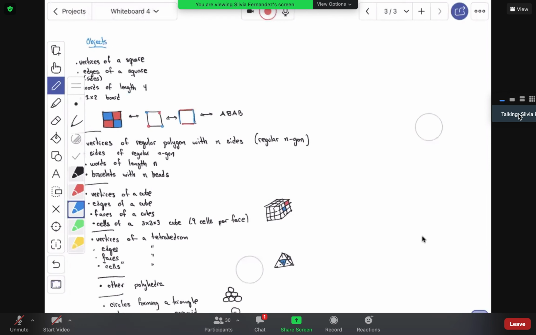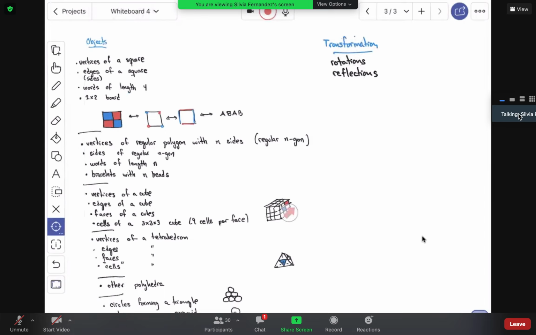And then for transformations, the only ones that we're going to use are rotations and reflections. So the symmetric or dihedral groups. Although we're going to use this for the space as well, like for figures like this. We also have rotations and reflections, but in the space.